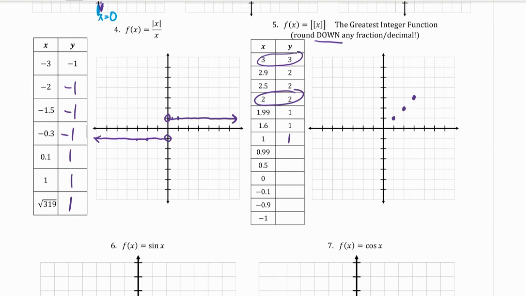But what happens at the non-fractional values? So they round down. So 2.9, although it's very close to 3, rounds down to 2. 2.5 rounds down to 2.